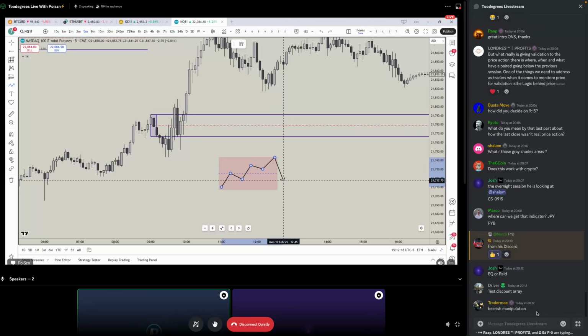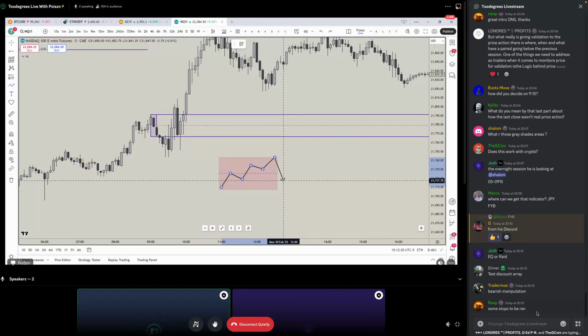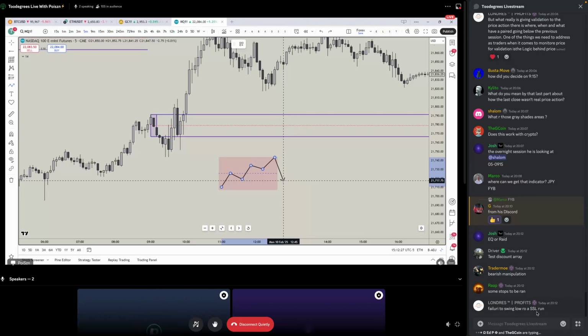Right? If you're bullish, you want to see a sell side run, and vice versa, if you are bearish, you'd want to see a buy side run. Simple as that. Same thing with the overnight session. When 9:30 rolls up, if I am bearish, I want to see a buy side run. If I am bullish, I want to see a sell side run.